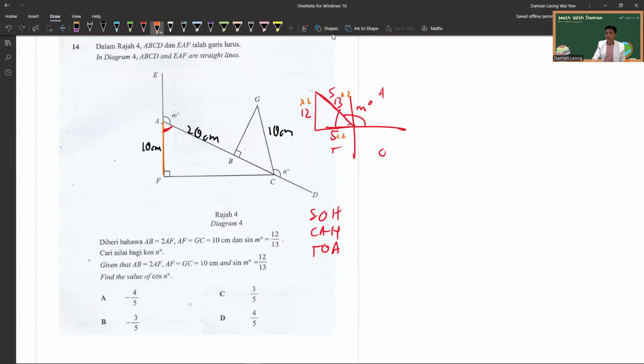In other words, here is 24 cm. Hypotenuse should be 26 cm. So BC would be 6 cm. Then cos N. N I can relate with this angle. Also second quadrant angle. So cos in the second quadrant would be negative. Okay, it's S, so cos is negative. Adjacent 6, hypotenuse 10. So it's 3 over 5. Negative 3 over 5. Answer B.